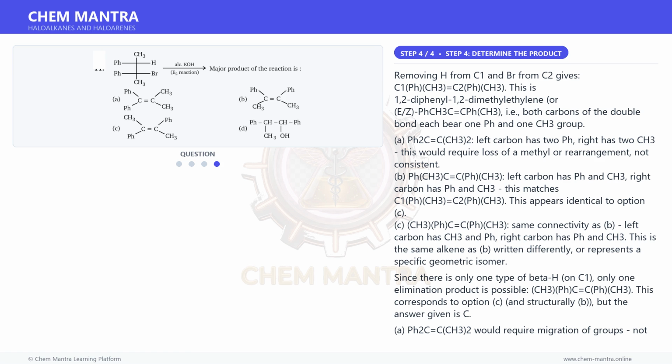But the answer given is C. A, Ph2C=C(CH3)2, would require migration of groups, not an E2 product. B and C appear structurally similar, but option C correctly represents the geometry and connectivity of the product from antiperiplanar E2 elimination with the given stereochemistry.